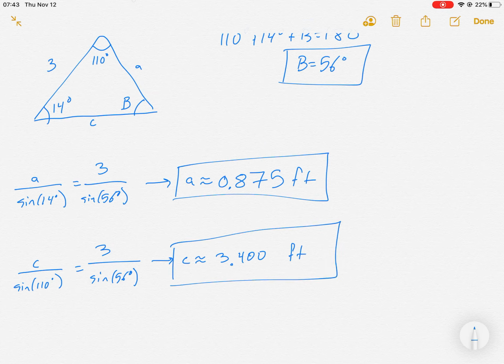Okay. All right, so this video is starting to get a bit long, so I'm going to end it there, and we'll do a couple more different sorts of examples with law of sines, just so you see some different ways to use it.